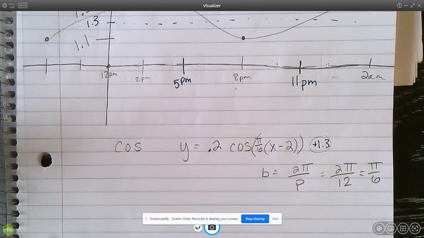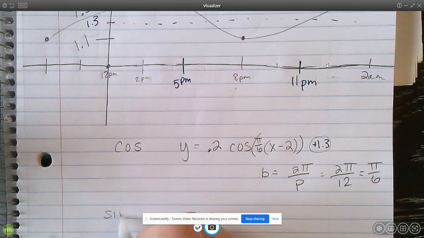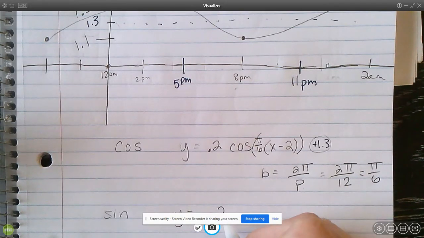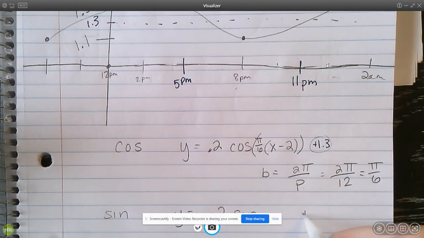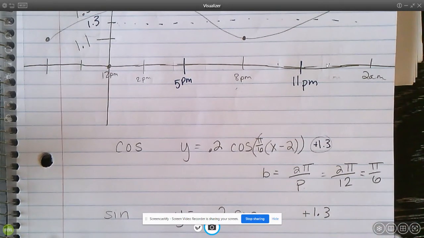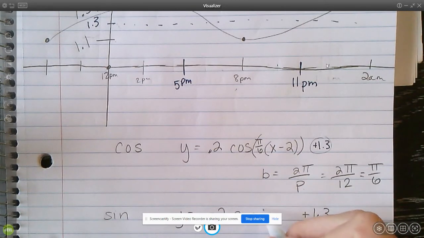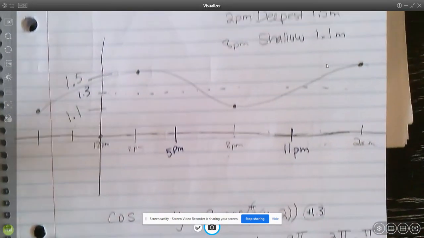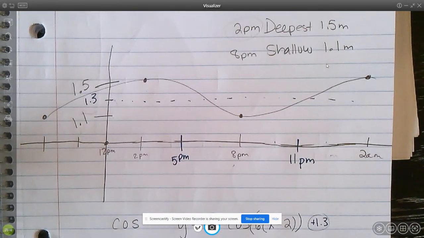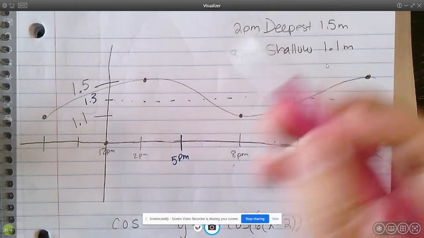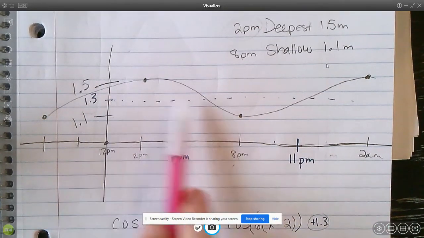Okay, so now let's do a sine. So we are going to have y equals sine, so the amplitude will stay the same. We'll have sine, and we will have plus 1.3. Our b value is also going to be the same, so pi over 6. Okay, so now our sine graph starts at the midline. So our midline is here.